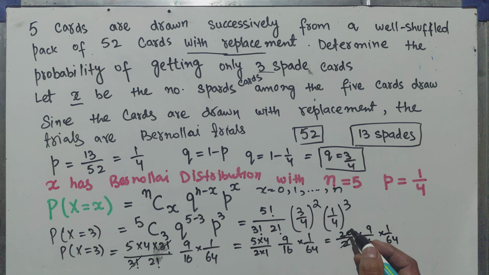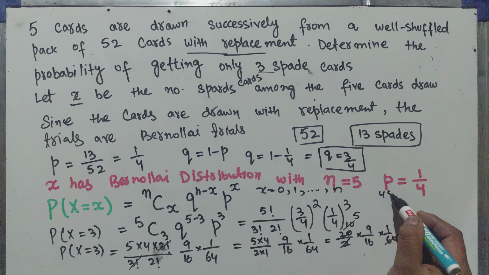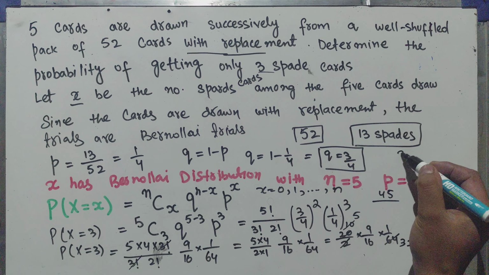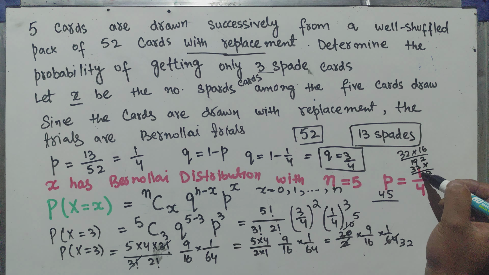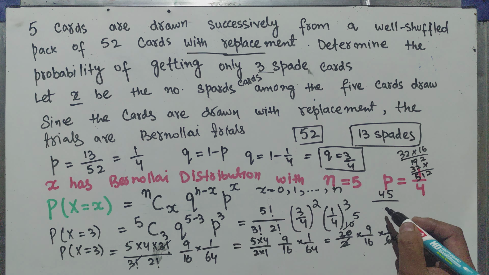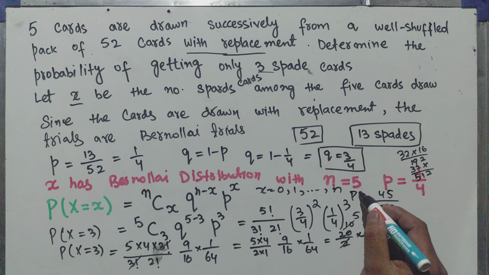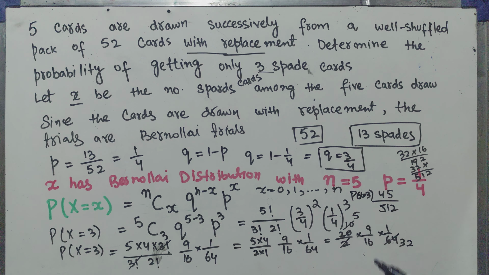So here it is 10, then we get 5, and 5 9s are 45, divided by 16 into 32, which is 512. So the probability of getting 3 spades will be equal to 45 upon 512. I hope I made myself clear in this video. Thank you.